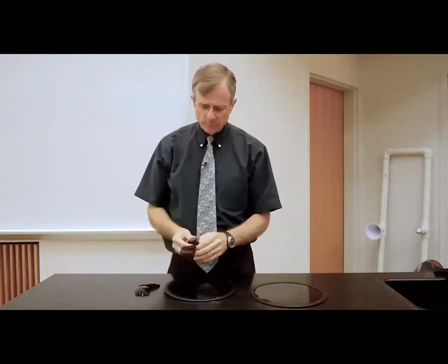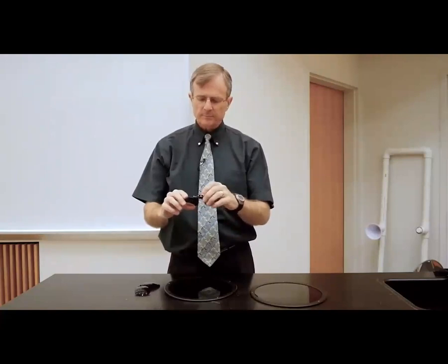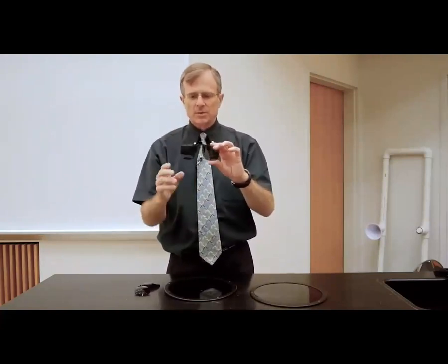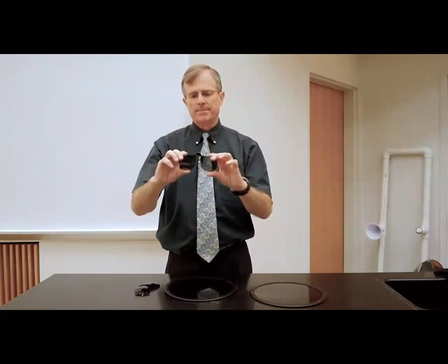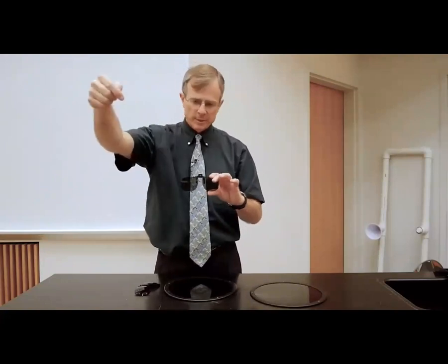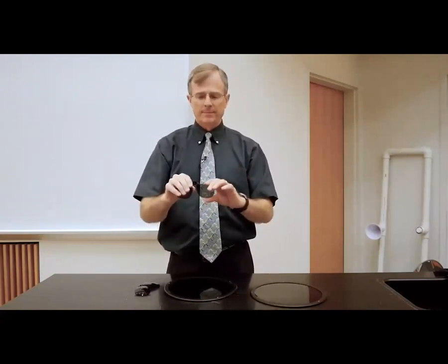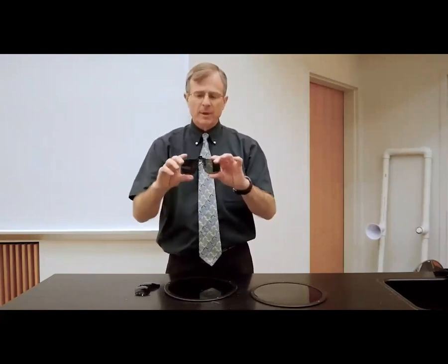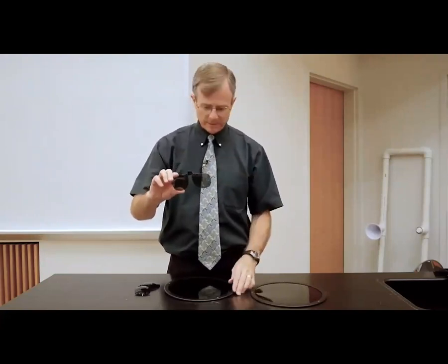The polarized lenses are polarized in the vertical direction so that light that's reflected from the surface glare, for example, on a rainy day, will get cut out by the vertical polarization. We'll talk more about that later. That's polarization.